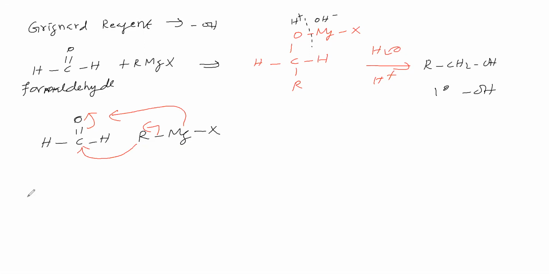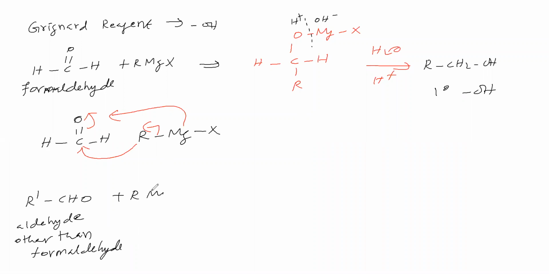Next we will take an aldehyde other than formaldehyde, because we have already discussed formaldehyde. So we are taking an aldehyde other than formaldehyde. Now we are writing the Grignard reagent. What is the product we will get, that we will see.